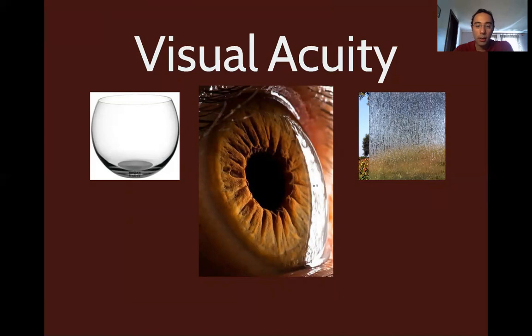So the cornea is like a glass. The glass on the left-hand side has a smooth surface, so it's very transparent. The glass on the right-hand side has a rough surface, so it's not transparent. It's like a ground glass, and it just changes the light path so that we can't see behind it. So the cornea should have a smooth surface.